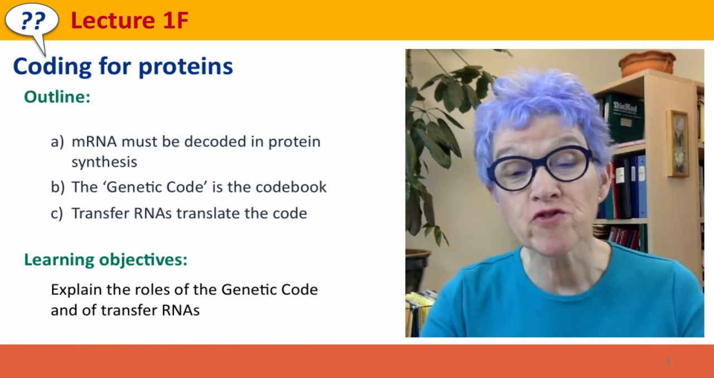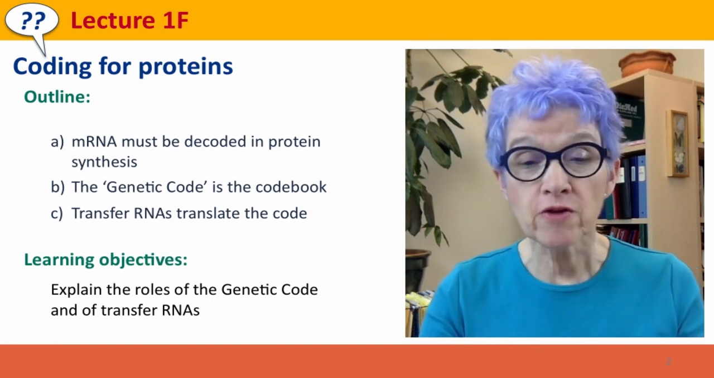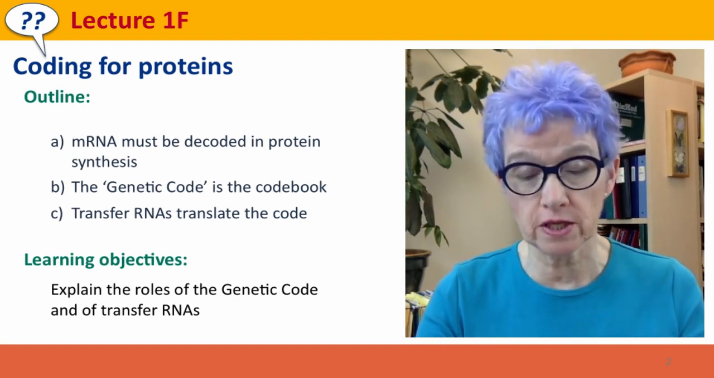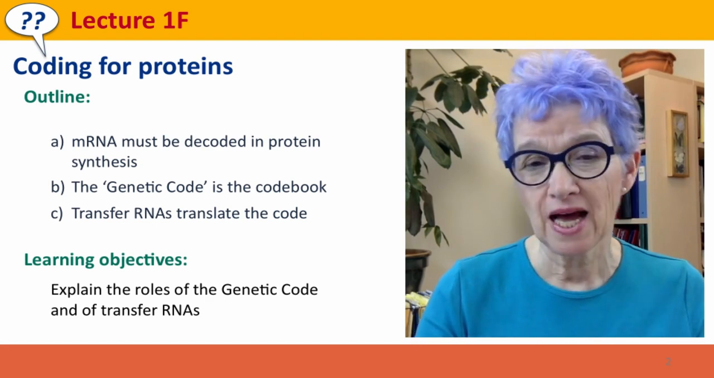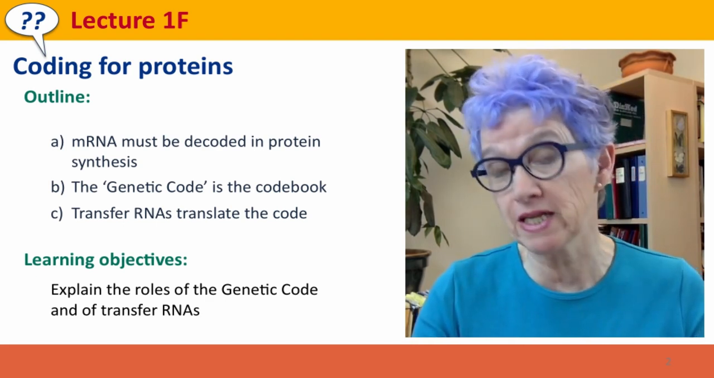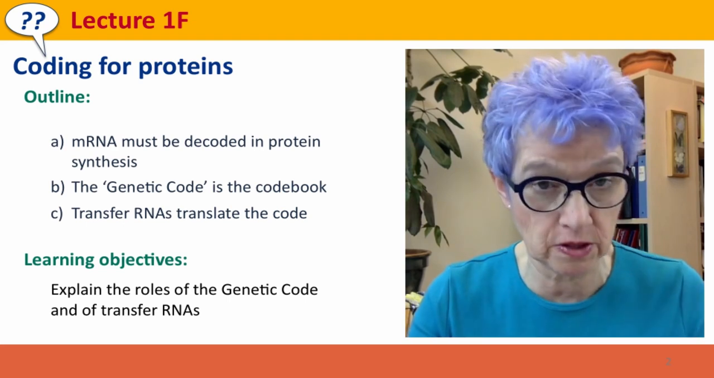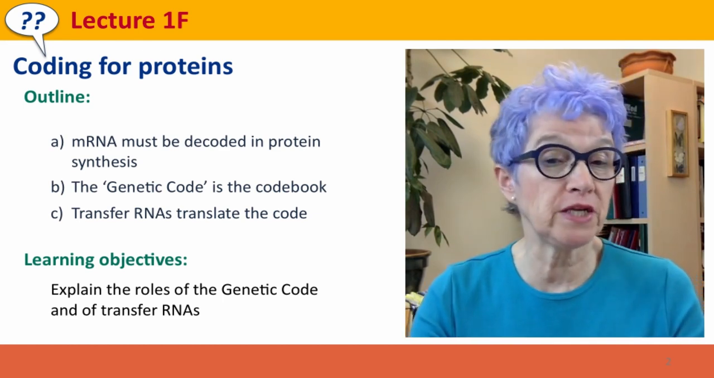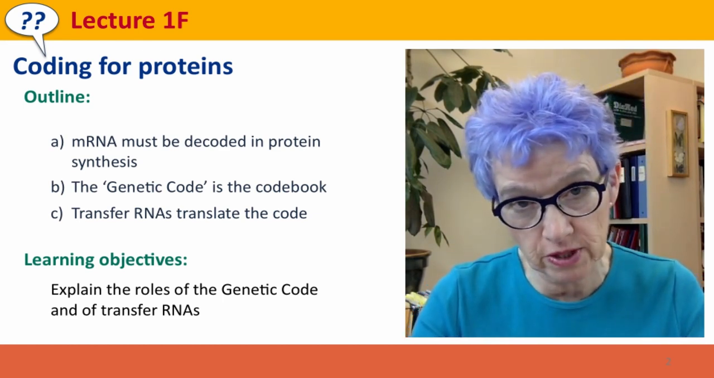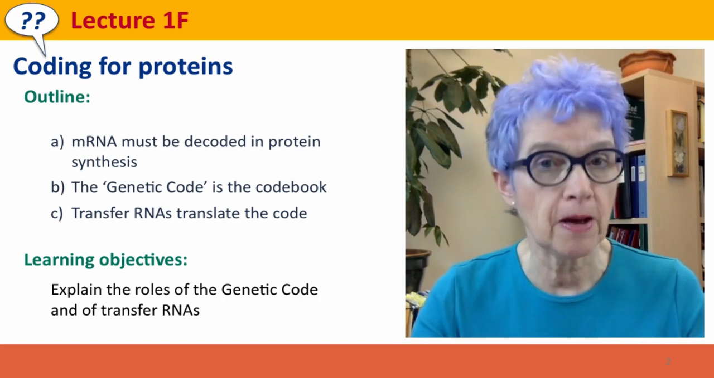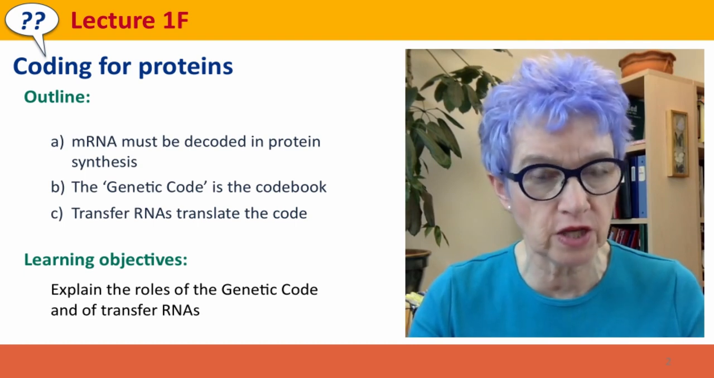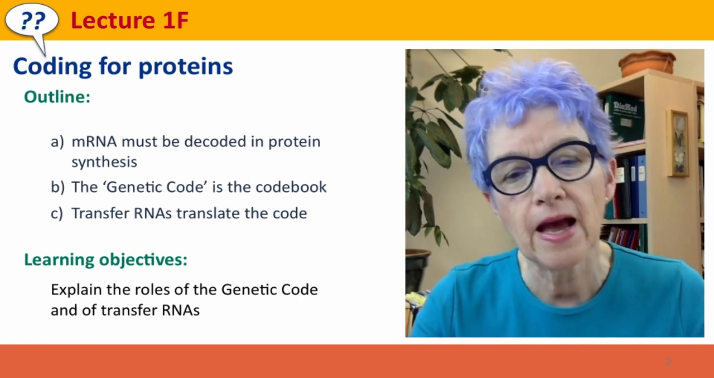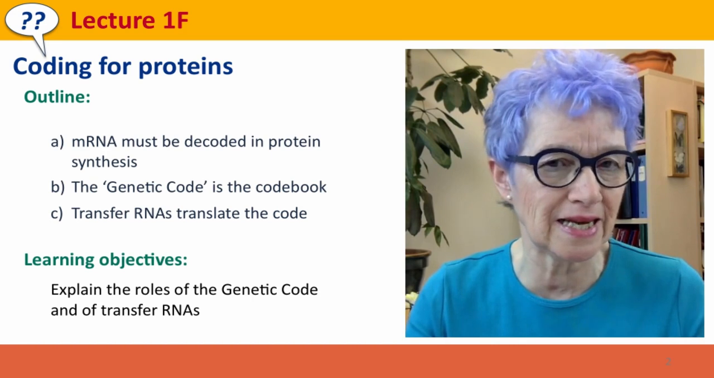This is Lecture 1F, where we're going to be talking about how the information in DNA is used to code for proteins. And coding is a very informational word, but it is very much the right word for what happens. So we'll talk about how messenger RNA must be decoded to a different language in protein synthesis, from the language of the bases, the nucleotide subunits of DNA, into the language of amino acids, the subunits of protein. The genetic code isn't the DNA sequence.